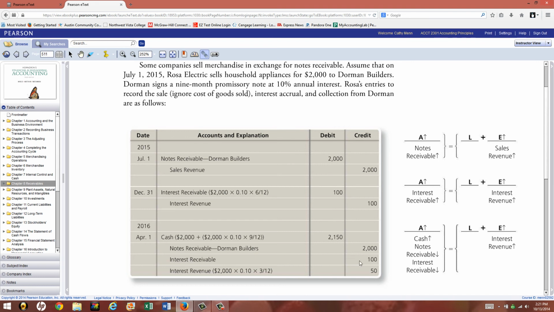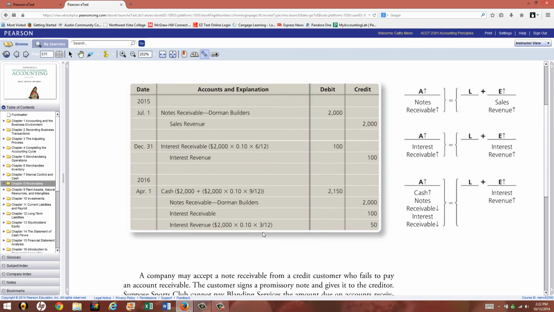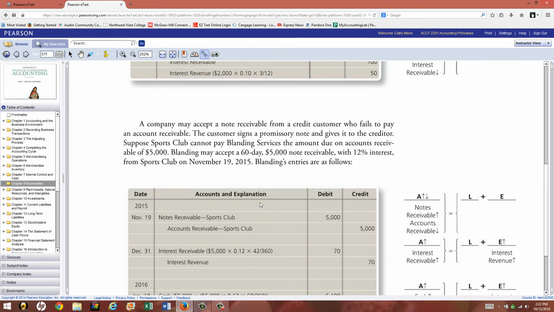Here in April the 1st, they have $100. Okay. Let's see, no, they had interest revenue there of $100. Okay, this is interest revenue right here of $50. This is how much they have earned for these 3 months. So this is showing the journal entry when they receive payment of this on April the 1st. Okay, these give you good examples here of what it is that you're trying to do.